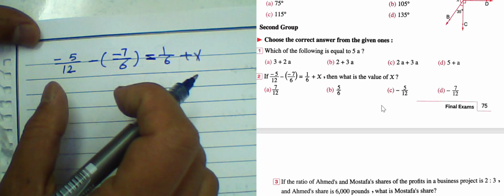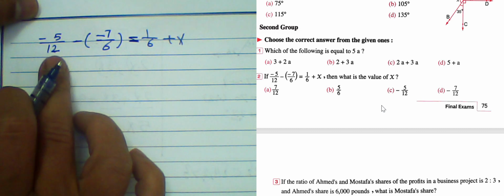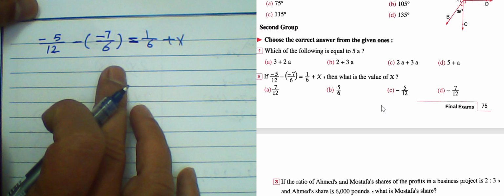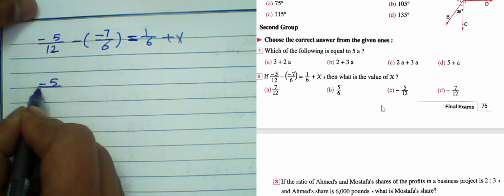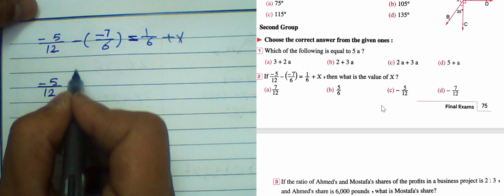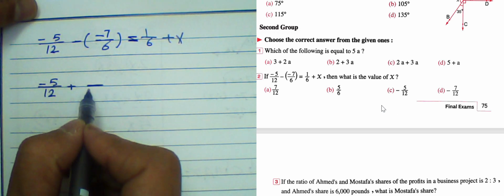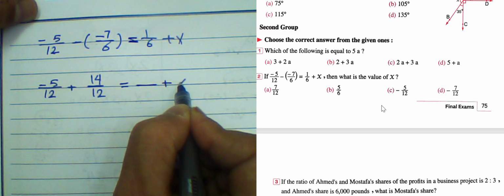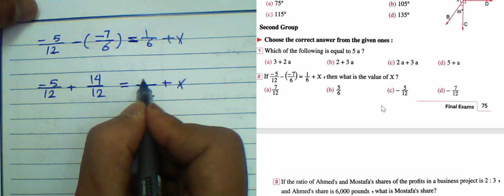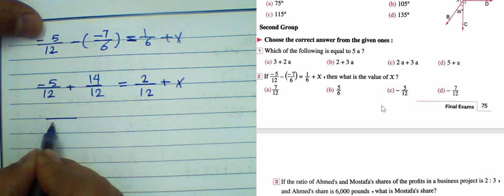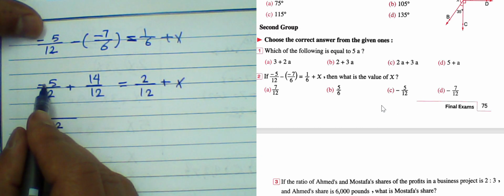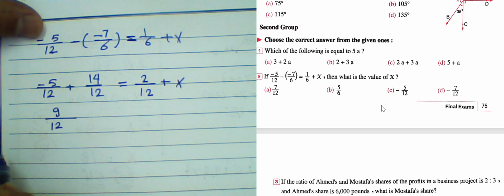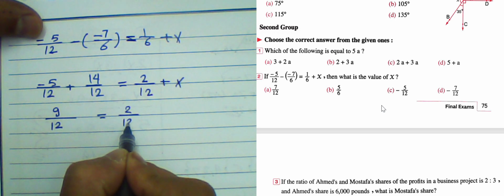First step, we find the result by writing the least common multiple of 6 and 12. 6 can become 12 by multiplying numerator and denominator by 2. Then we write negative 5 over 12, and negative times negative will be positive. Then 2 times 6 is 12, 2 times 7 equals 14. And here, 2 times 6 is 12, 2 times 1 equals 2. And then 14 plus negative 5 will be 9, equal to 2 over 12 plus x.